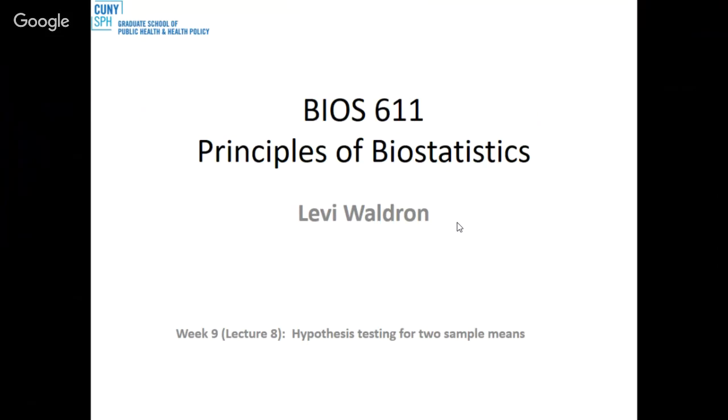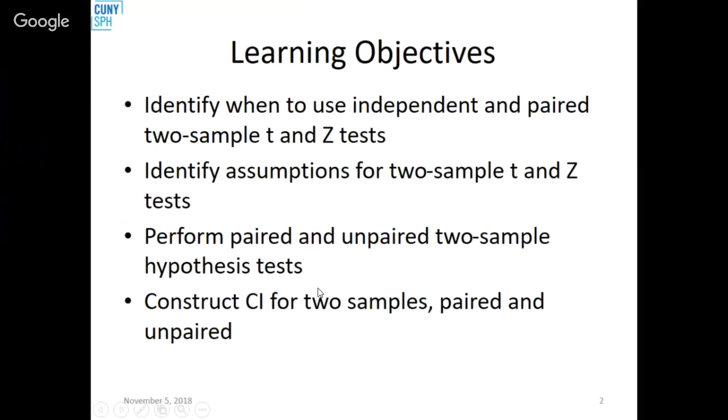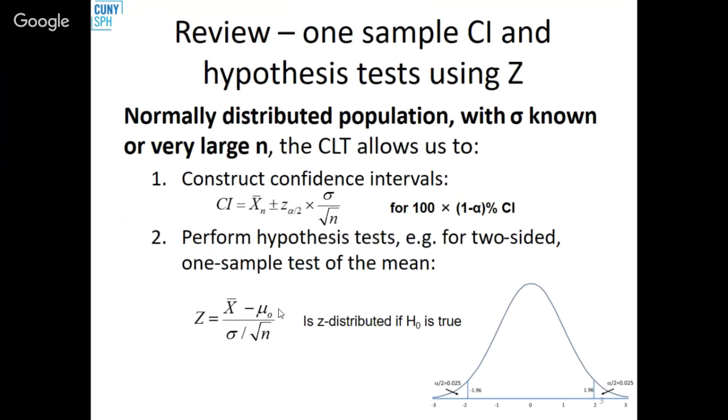So the same distributions, the t distribution and the z distribution, but just introducing their application to the so-called independent and paired two-sample tests. And we'll go ahead with both hypothesis tests and confidence intervals for these paired and unpaired two-sample tests.